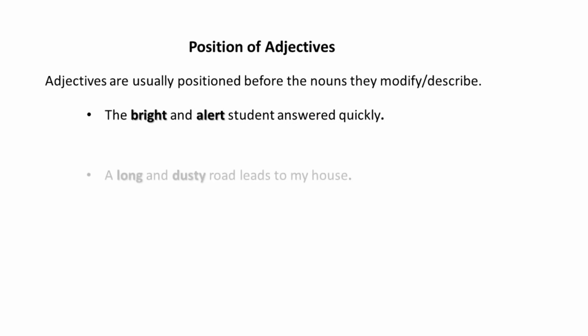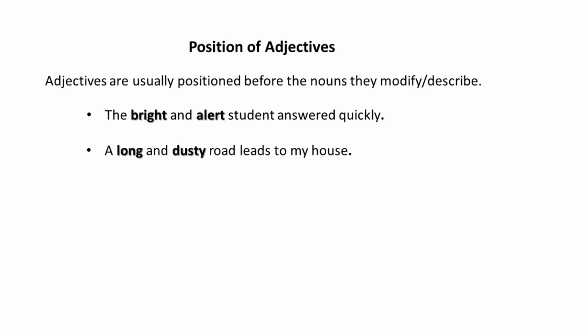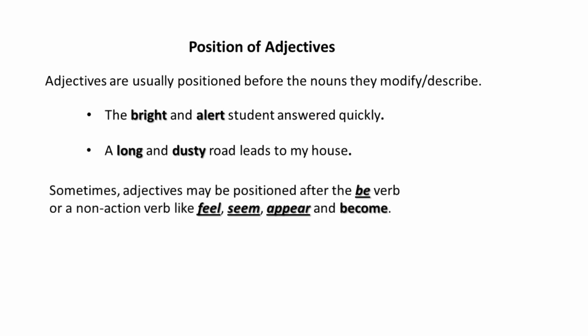Let us look at another example. A long and dusty road leads to my house. So here, road is the noun and long and dusty are the adjectives, and they are describing the road, and therefore they are placed just before the noun road. But sometimes adjectives may be positioned after the be verb or a non-action verb like feel, seem, appear and become.